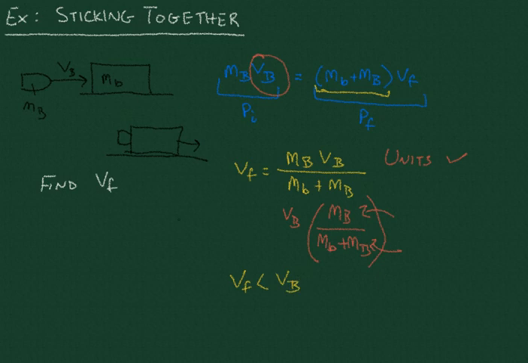And that makes sense, right? That's exactly what we would expect. If the bullet's moving at one velocity, and then in this collision you can think of it as picking up mass, then we would expect, for its momentum to be conserved, that the final velocity is going to be slower. So this also makes sense. And that's how we would solve a problem like this.